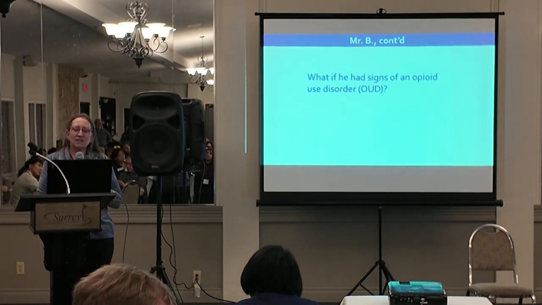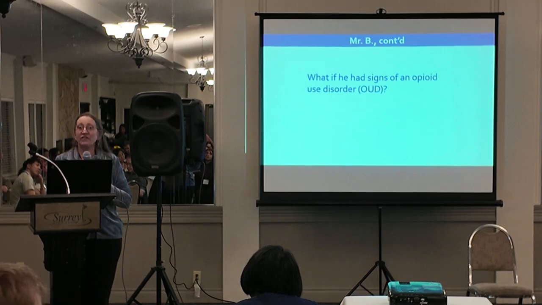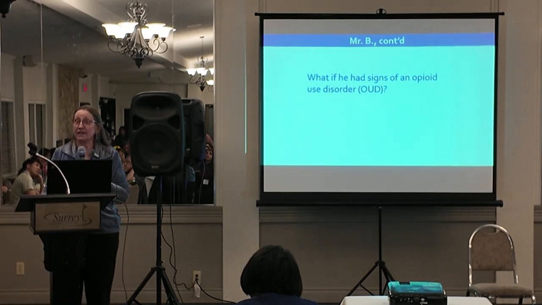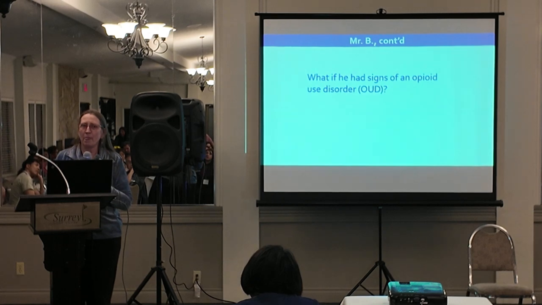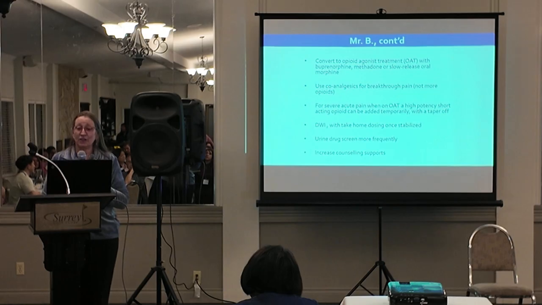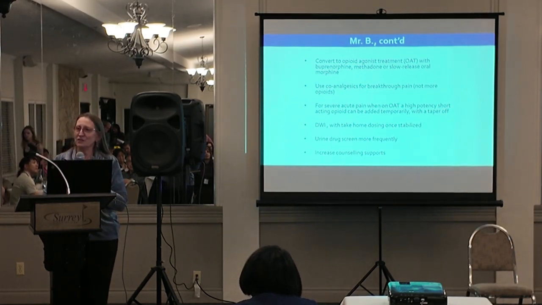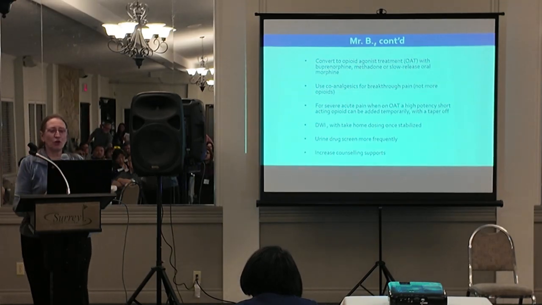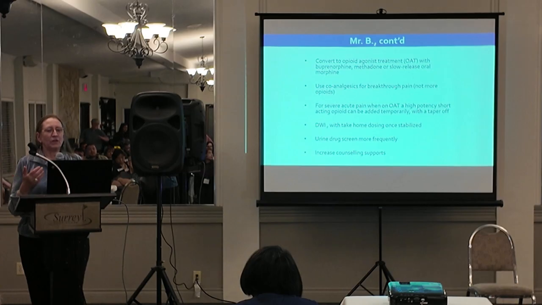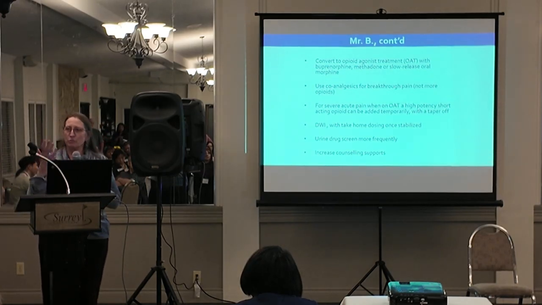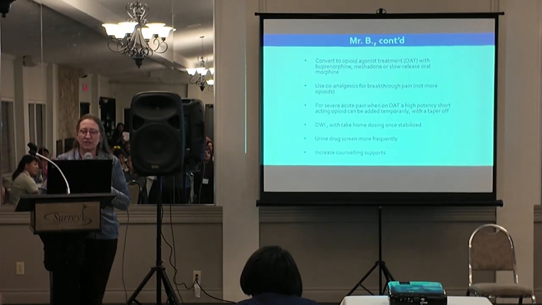So what if he had signs of an opiate use disorder? What if he was grinding and injecting his meds because you haven't prescribed the right amount for him? What would we do then? Yeah, you could let him go, but let's help him. Opiate use disorder is a diagnosable disorder. It's treatable. So let's convert him to opiate agonist treatment with buprenorphine, methadone, or slow-release oral morphine, whatever he'll buy into. Buprenorphine is our number one choice for all the reasons I mentioned.